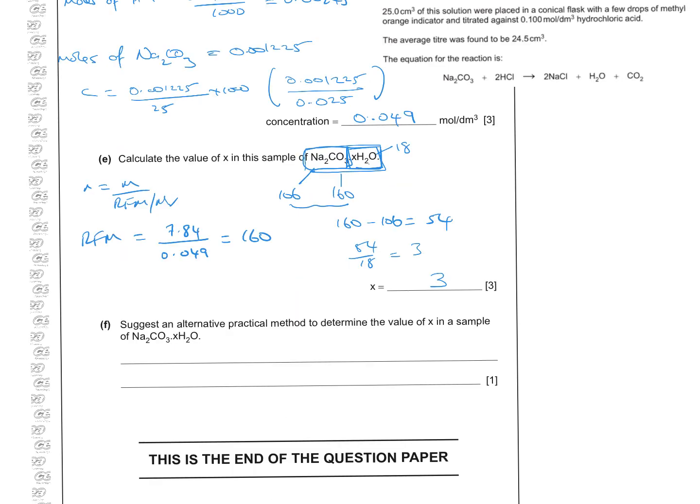And final question, an alternative practical method to determine X. You did this in Unit 1, and that's where you heated your hydrated salt to constant mass. You used an evaporating basin or a crucible.